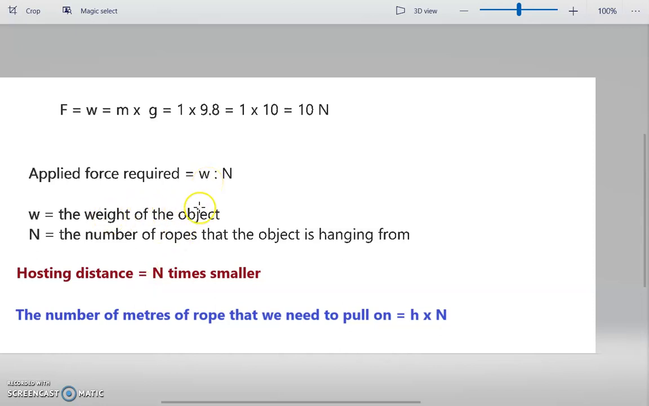W is the weight of the object, mass times g. N is the number of ropes that the object is hanging from. So the applied force required is the weight of the object divided by the number of ropes.